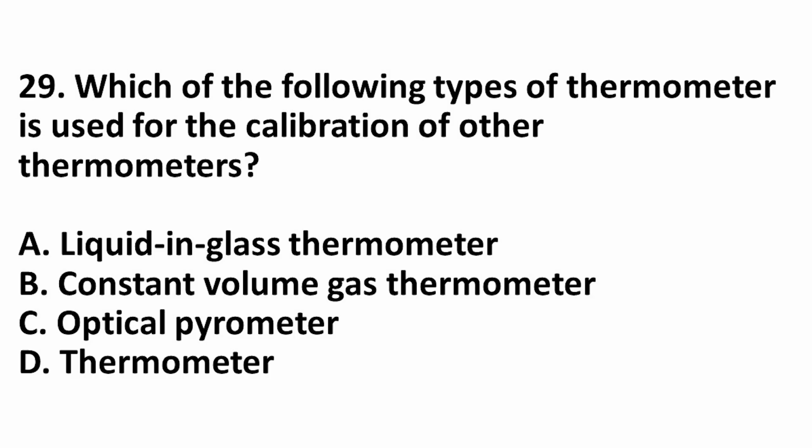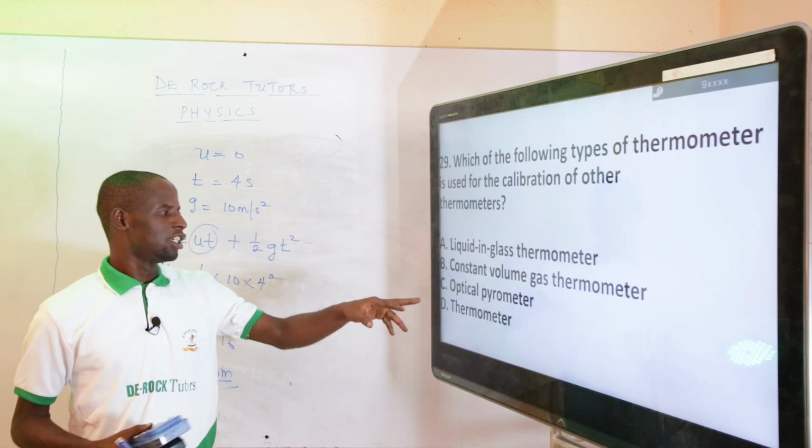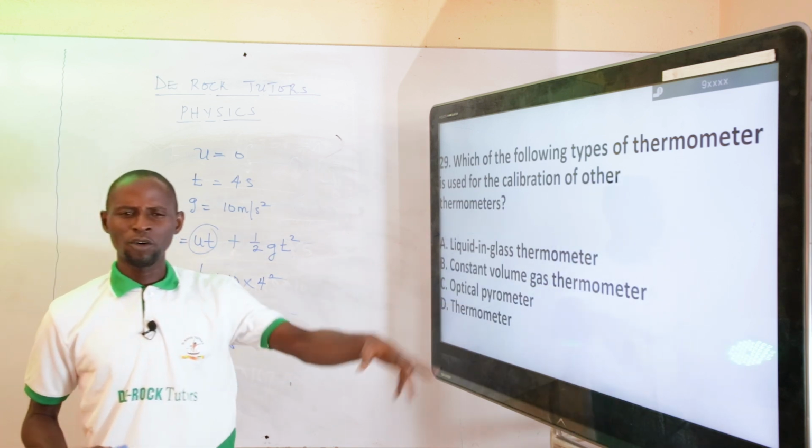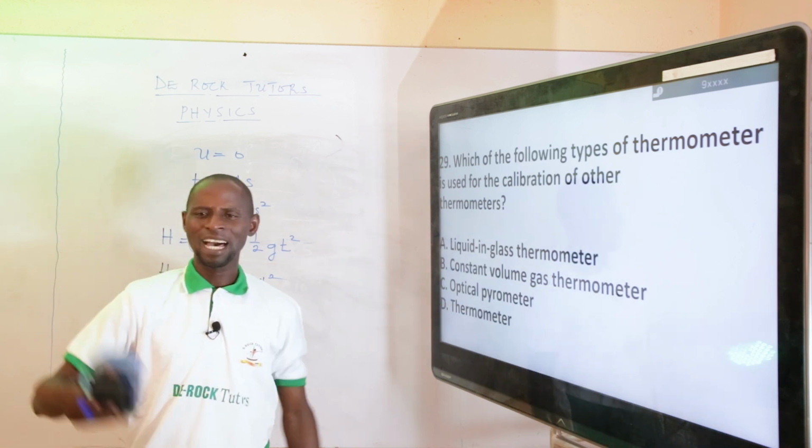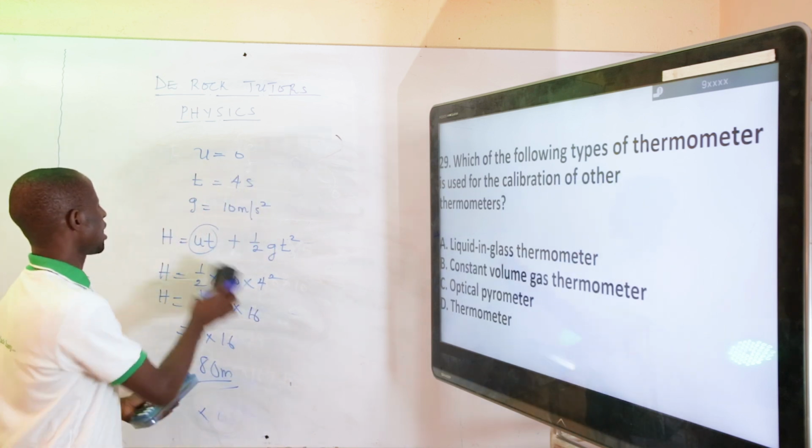Next, which of the following types of thermometer is used in calibration of other thermometers? A, liquid in glass thermometer, B, constant volume gas thermometer, C, optical pyrometer, D, thermometer. So the correct option is B, constant volume gas thermometer, because it is cumbersome. So it is used in calibration of other thermometers.